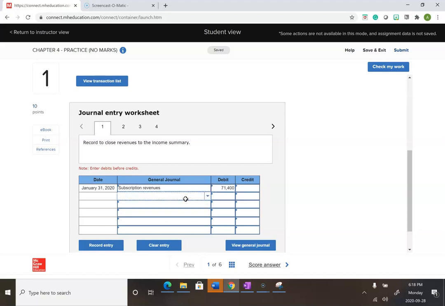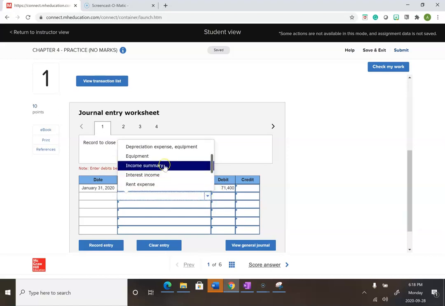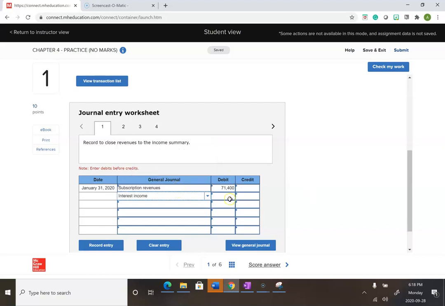Now the other revenue account that we already earmarked was interest income, and that balance was a credit of $490. So if I do a debit for $490, that will bring that balance to zero. And now if I add those two together, I can put it into this temporary account called income summary. So the $71,400 plus the $490 equals $71,890. So now I've just taken all of the revenue and put it into income summary.